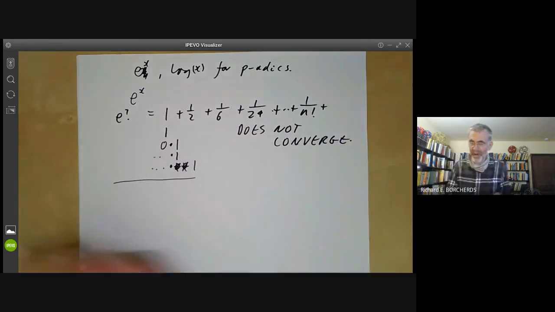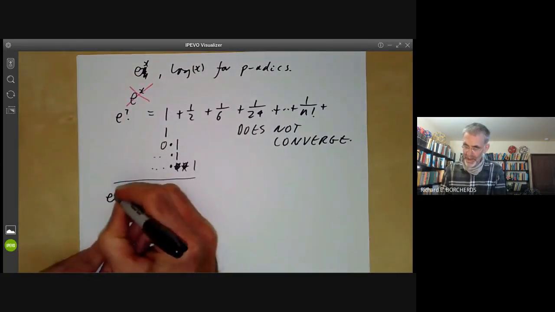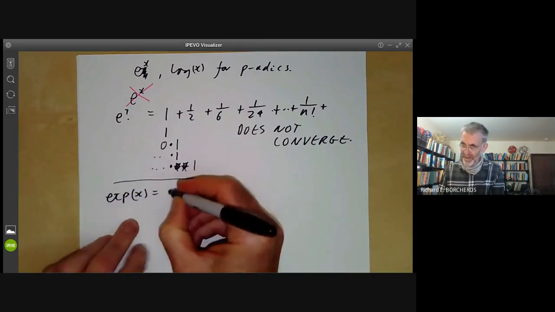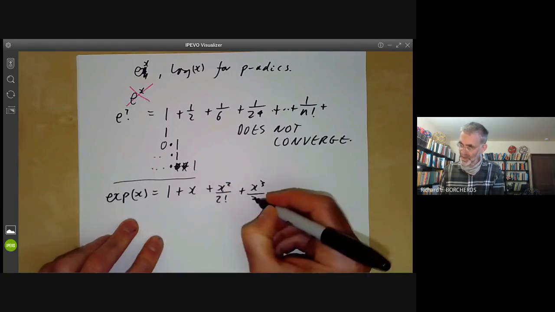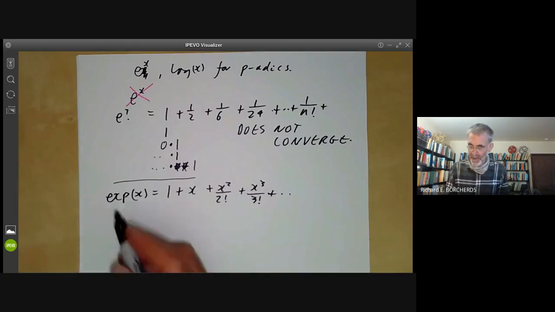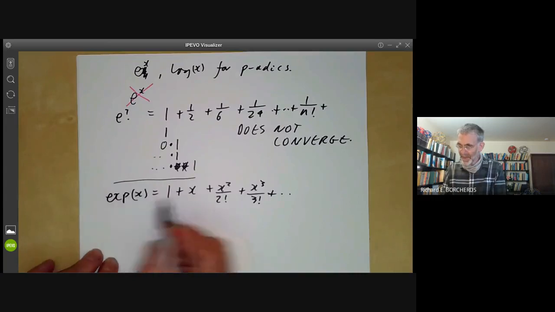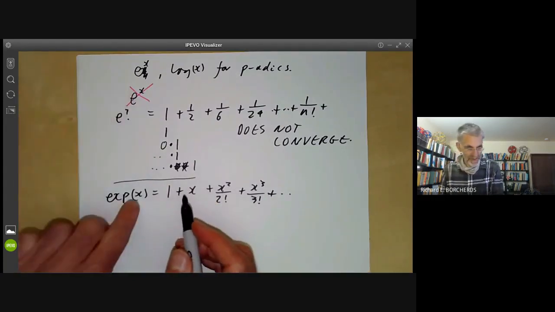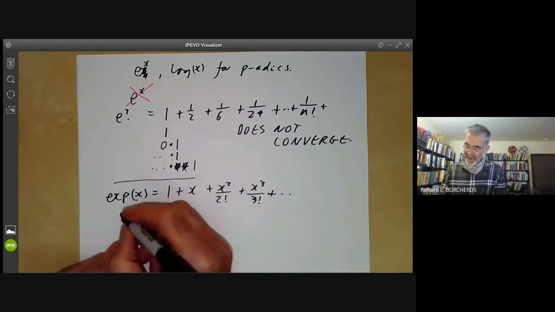So convergence is very funny. Some things converge in the reals, but not in the p-adics, and some things converge in the p-adics, but not the reals. So we can't work with e to the x. That doesn't really matter because we can instead just work with exp of x and define this to be 1 plus x plus x squared over 2 factorial plus x cubed over 3 factorial and so on. So for the real numbers, exp of x is just equal to e to the x, but for the p-adic numbers, e to the x doesn't make sense, but this still does. And now we have the problem, when does this converge?